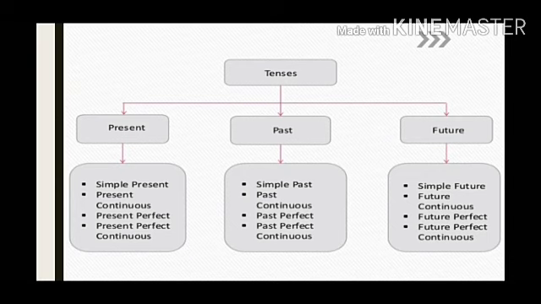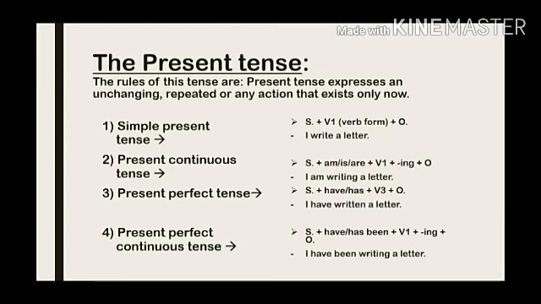Let us begin by learning the present tense. Present tense expresses an unchanging, repeated, or any action that exists only now. The rules of this tense are as follows. When a sentence is in simple present tense, it consists of a subject, the V1 form of the verb, and an object. For example, I write a letter. In this sentence, I is the subject, write is the V1 form of the verb, and a letter is the object.